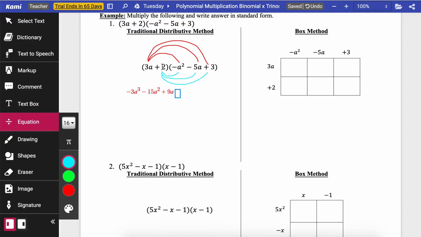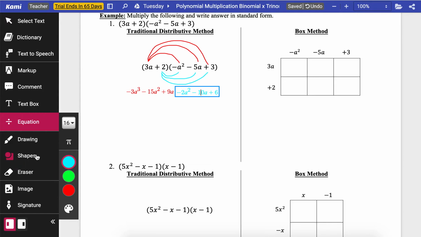Then we're going to look at distributing the positive 2. So 2 times negative a squared, that's negative 2a squared. 2 times negative 5a, that's negative 10a. And 2 times 3, that's positive 6.